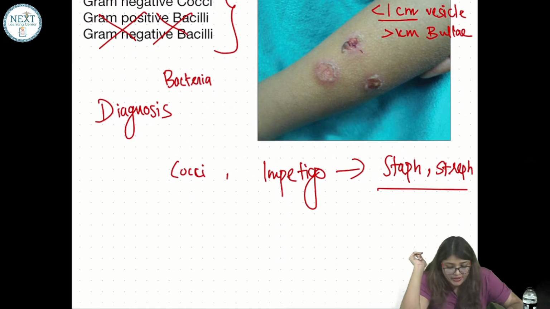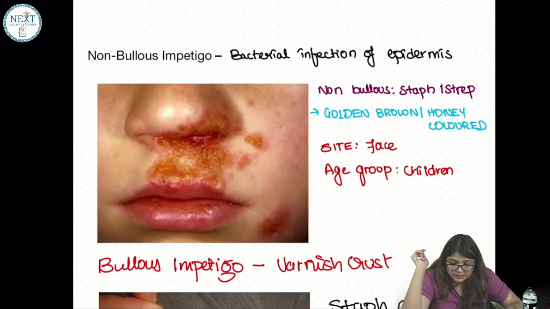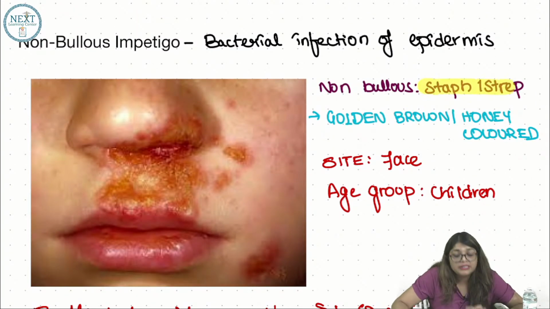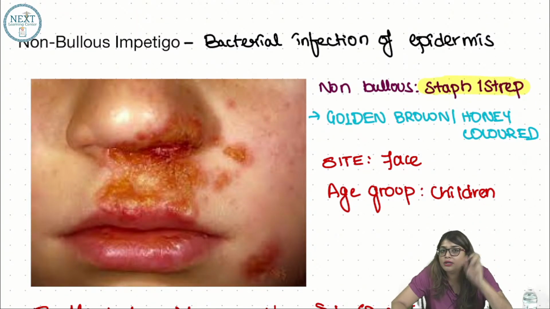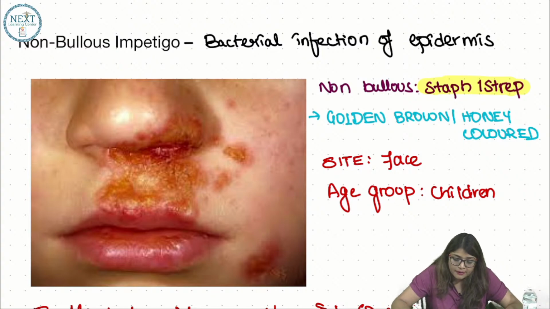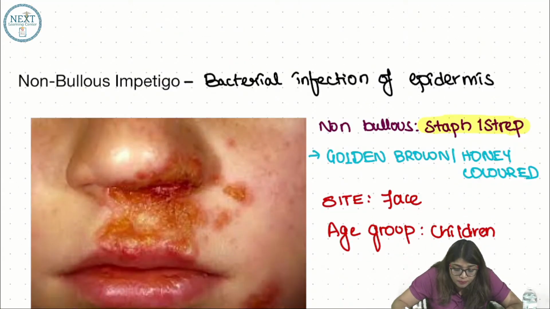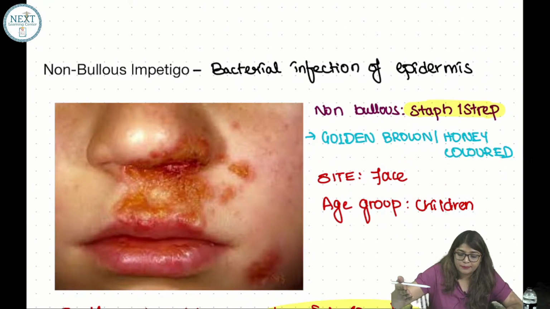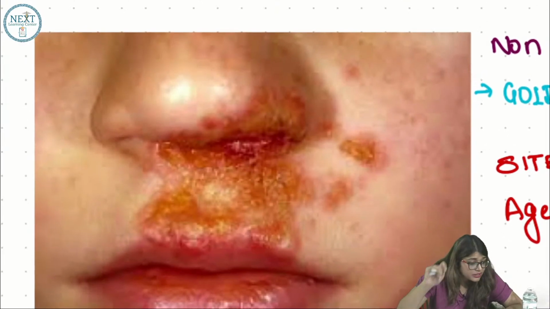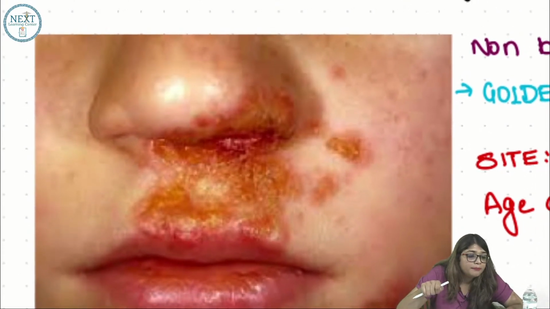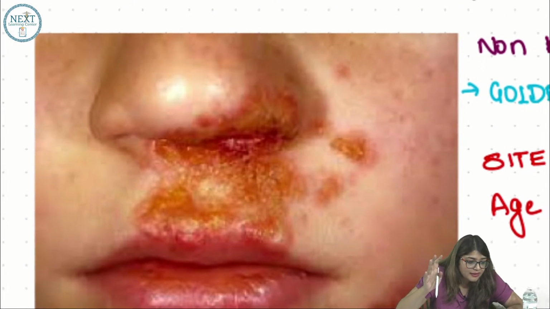Okay, very good. Now let's go to this. Look at this. I told you non-bullous impetigo is caused by staph and strep, while bullous impetigo is caused only by Staph aureus. And this is the image of golden brown honey colored crusts.